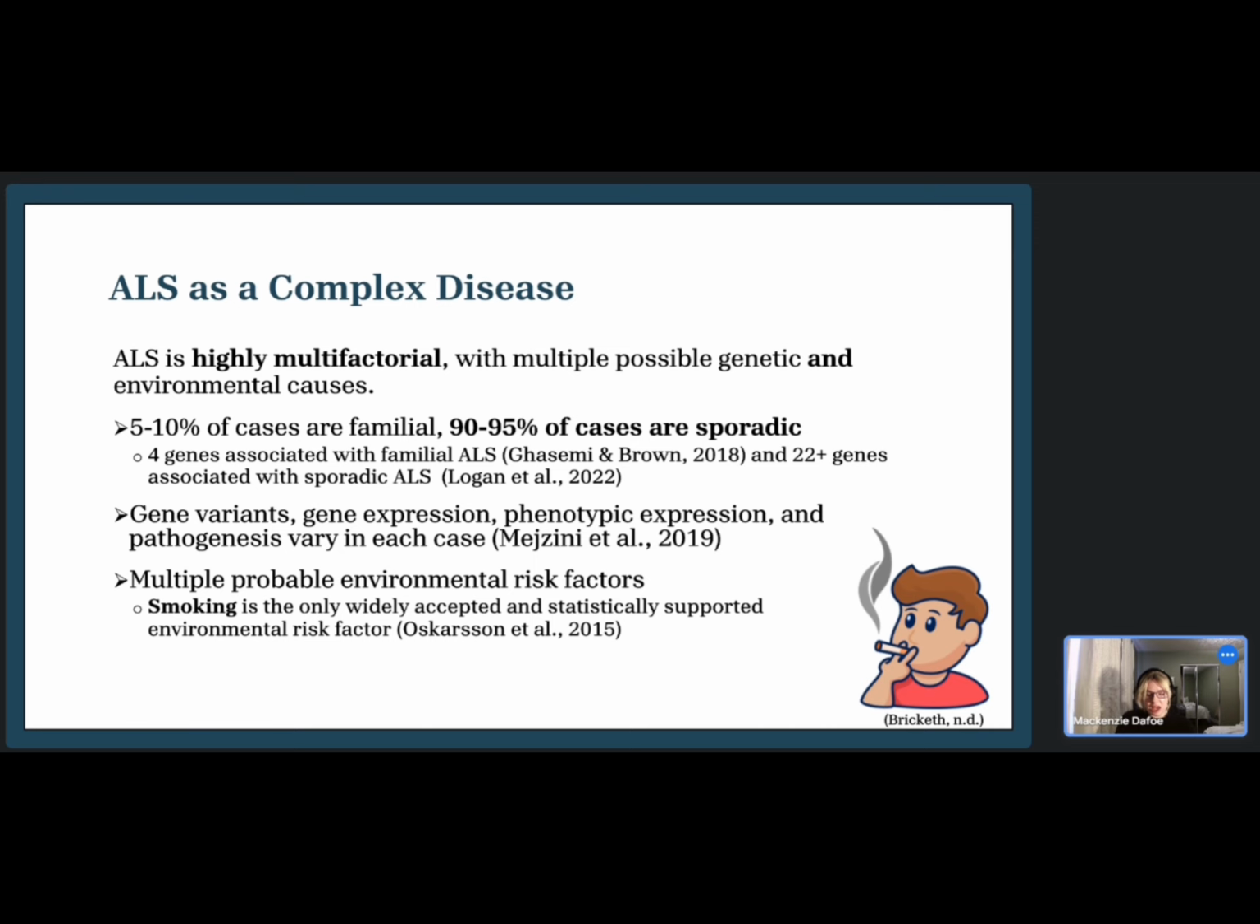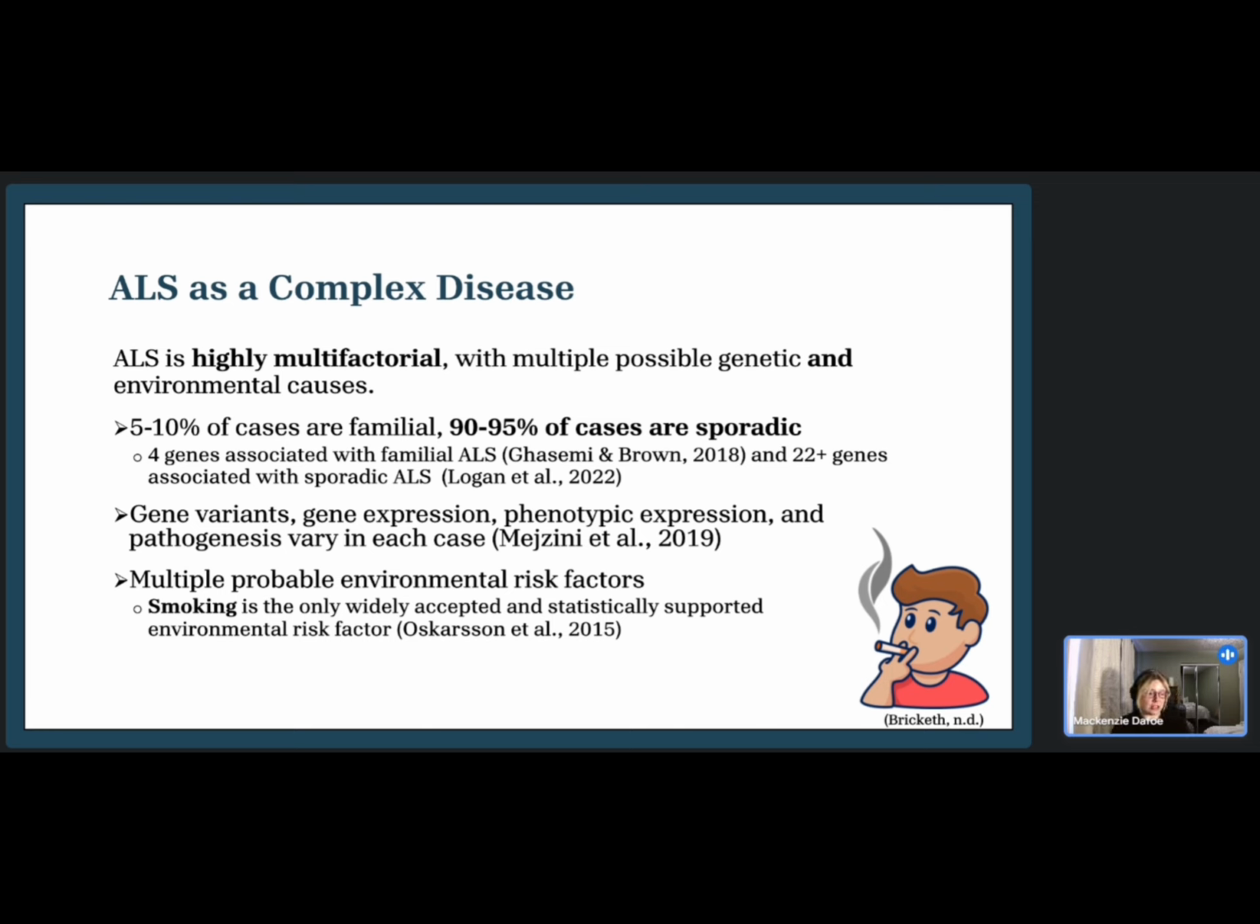So while there are dozens of genes associated with the disease's development, the relationship between gene variants and disease mechanisms is actually largely unclear, especially in sporadic cases, meaning that while we can identify specific genes associated with ALS, that doesn't necessarily mean that we can identify the root cause of the disease. So along with differences in gene variants, variation in gene expression further complicates the disease as it alters phenotypic expression and susceptibility to developing ALS.